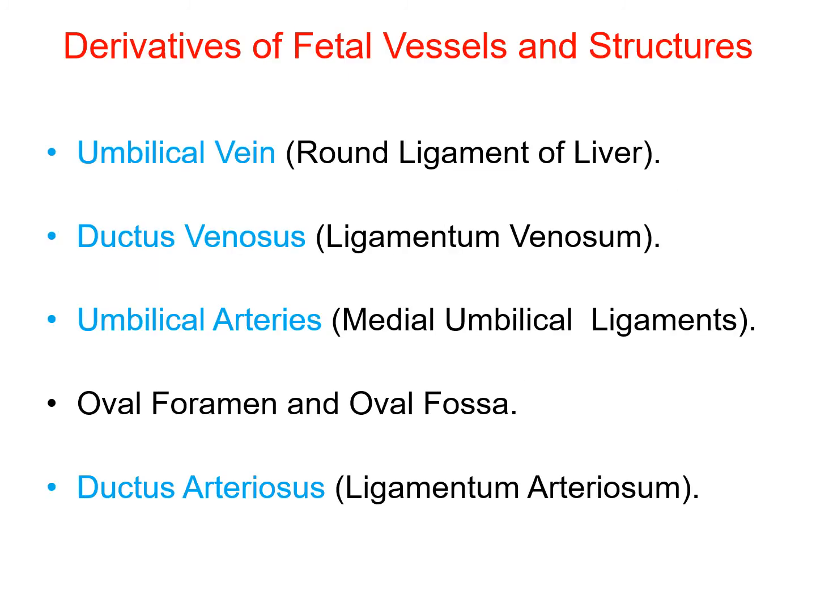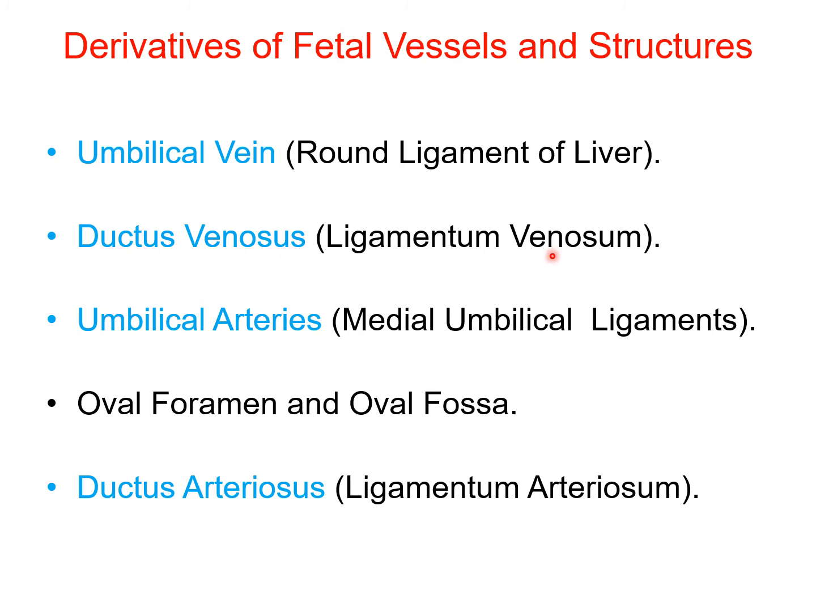So finally, we just repeat the derivatives of the fetal vessels and structures. The left umbilical vein in fetal life becomes the round ligament of the liver, or ligamentum teres of the liver. So in adult human life, the umbilical vein becomes the round ligament of the liver, or ligamentum teres. The ductus venosus, which is in fetal life, becomes ligamentum venosum.